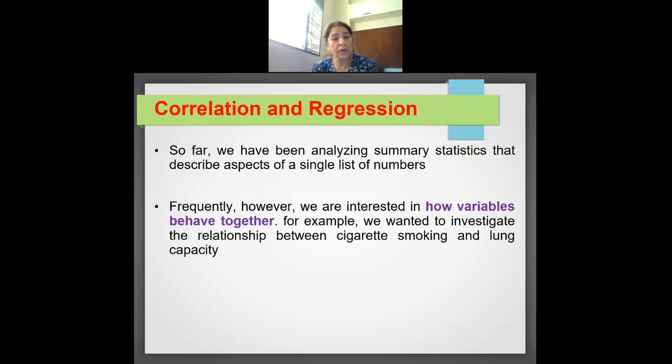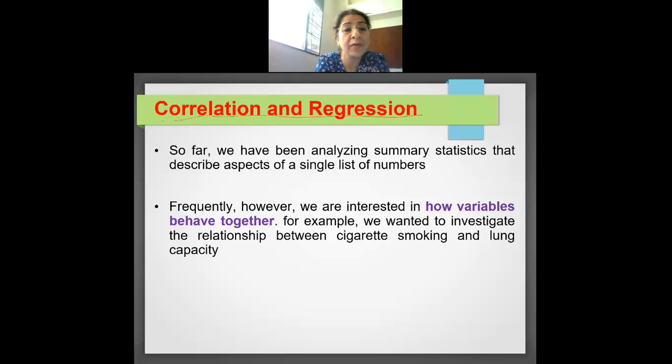So what we talked about was having only one variable to work on. Now it's not always the case that we work only with one variable. We work with two variables or we work with multiple variables also. So when two variables come into the picture, we want to analyze how those two variables are working together, how they behave together. So there comes the picture of calculating correlation and regression analysis.